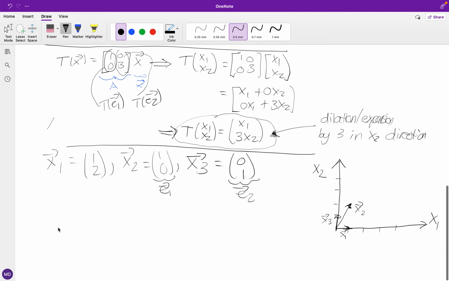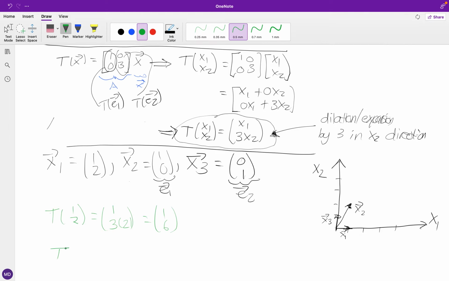Now to compute the output, we want to use the transformed output vector. We want to use our recipe here, which is that the x1 coordinate won't change, but the x2 coordinate gets multiplied by 3. So let's use a different color here. Let's use green. So if we take the transformation of 1, 2, this will be equal to 1 and 3 times 2, which is the vector 1, 6.